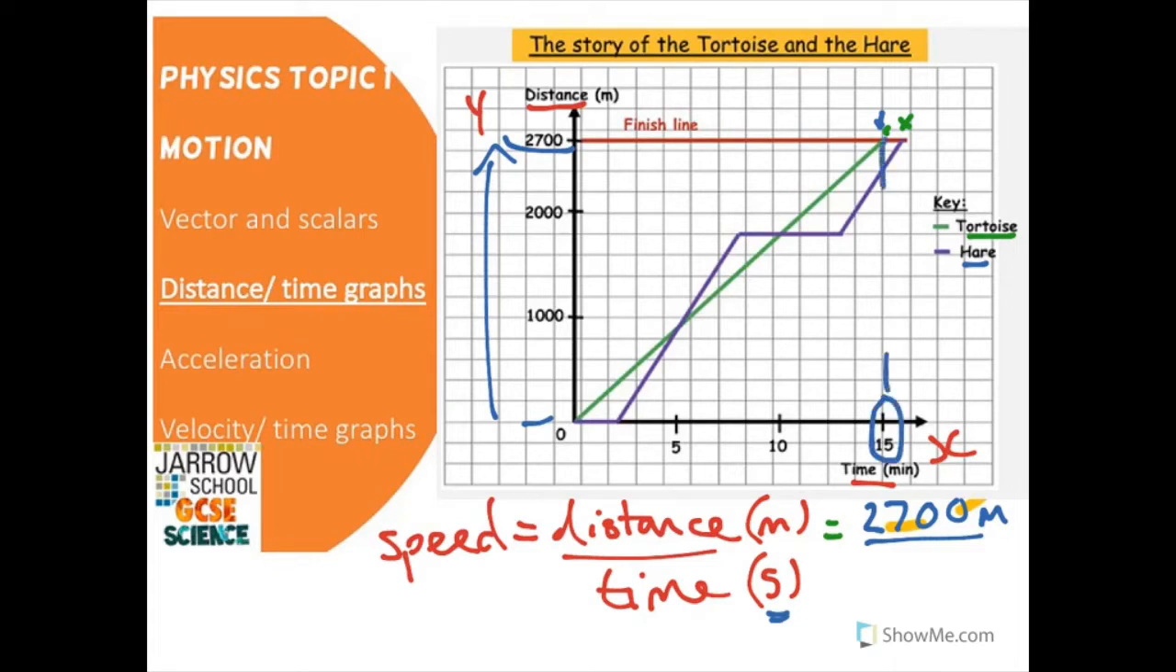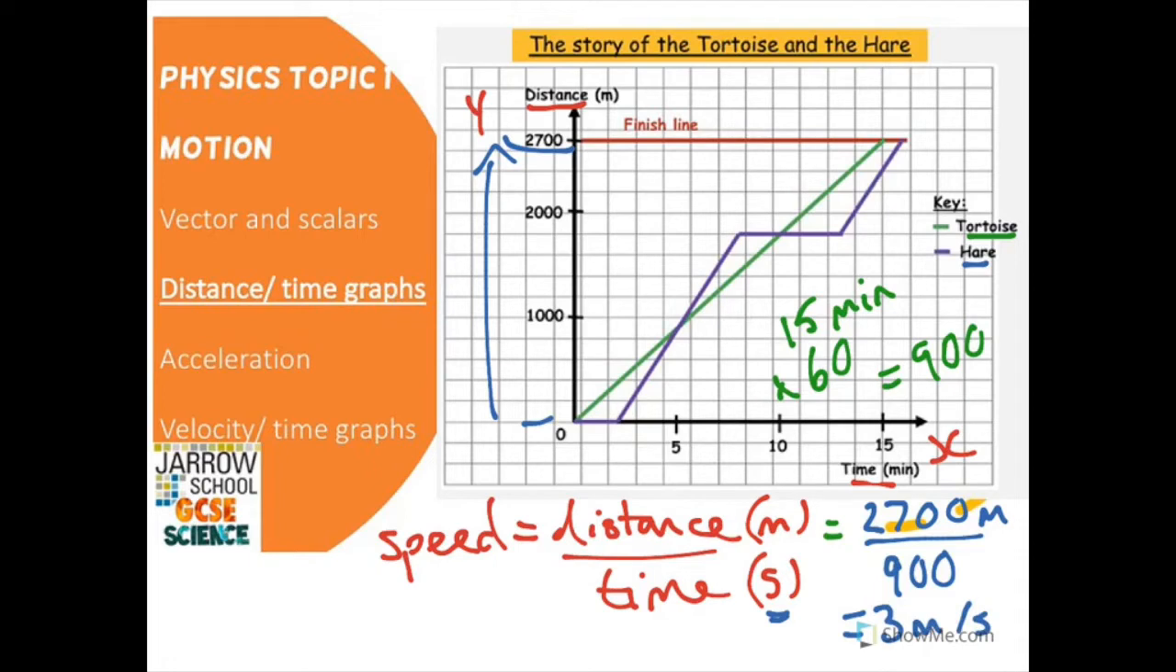How long did that take? If we follow this line down, what you'll find is it took 15 minutes. Those 15 minutes contain 60 seconds each, so what we need to do to turn 15 minutes into seconds is 15 times 60. If you do that on your calculator, you should get 900 seconds. So speed equals distance over time. 2,700 meters divided by 900 seconds equals 3 meters per second. So the tortoise's average speed was 3 meters per second.